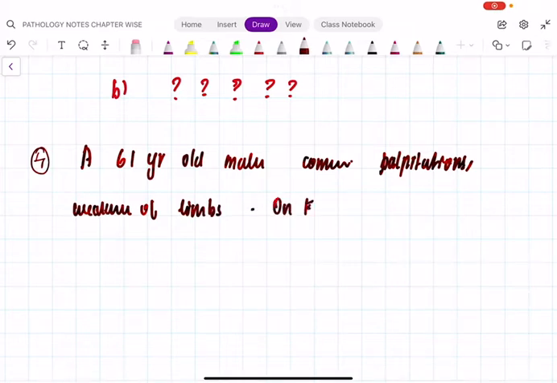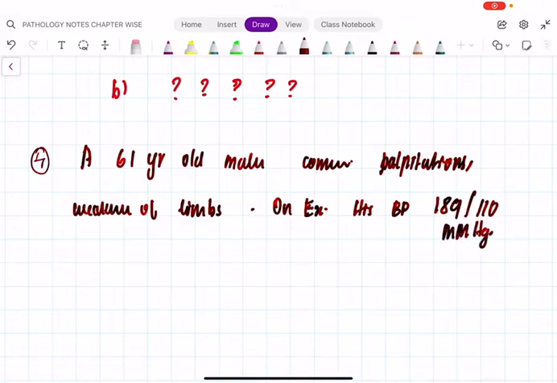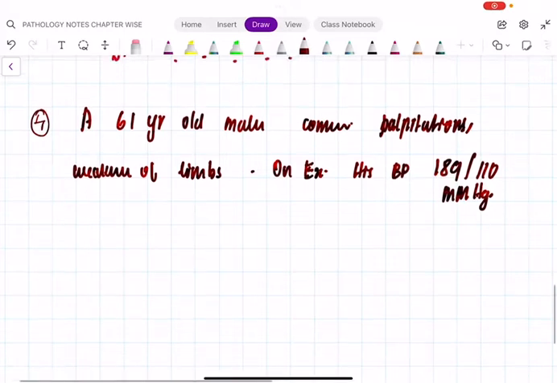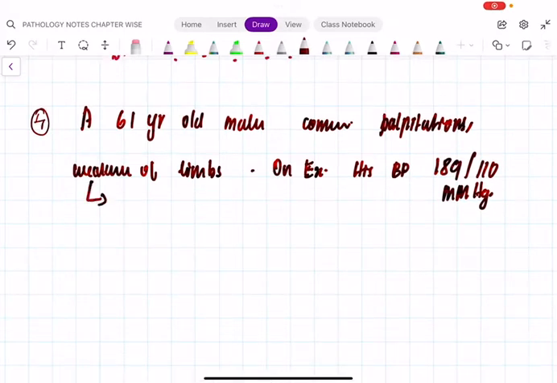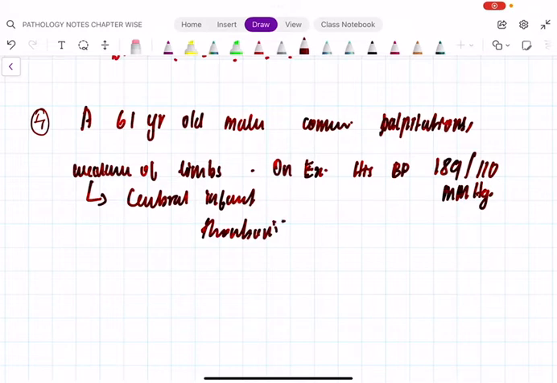On examination, his BP was found to be 189/110 millimeter mercury. So it is a malignant hypertension, very high hypertension. Weakness of limbs occurs maybe due to cerebral infarct or cerebral thrombosis. Okay, fine. Some points you may feel difficult to understand. You will go to medicine clinical posting, surgery clinical posting, so you will get familiarized with all these terminologies.